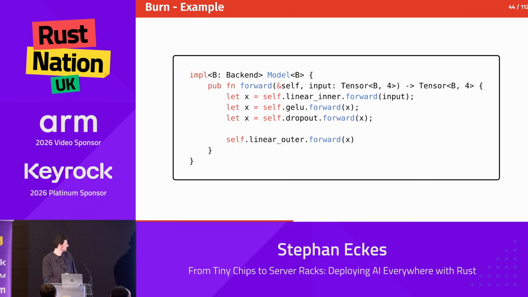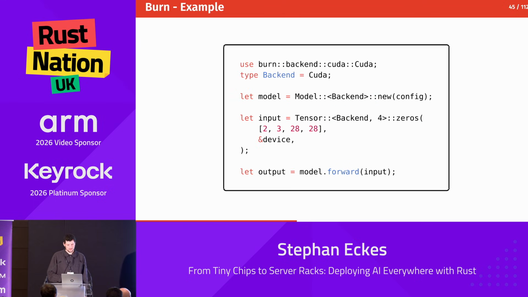And then this is how you build a model yourself. So you have the forward function and just have an input tensor, which is also generic over the backend. And then you just put it into the graph manually. So you call every forward function, get the output of the layer, and then return it from the model forward function. And then you use the model like this. So you choose your backend. Here we use CUDA. And then we create a model with the config. The input tensor can be built like this. And then we just run the inference.